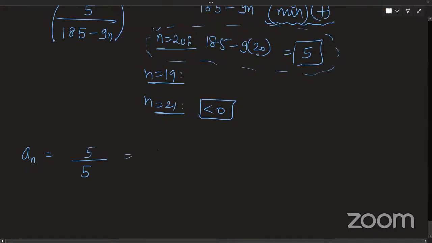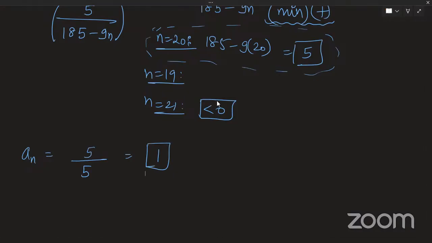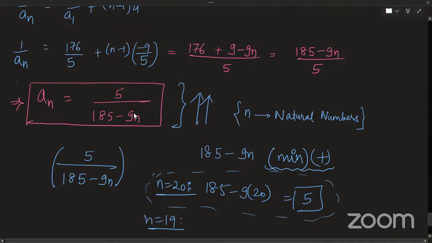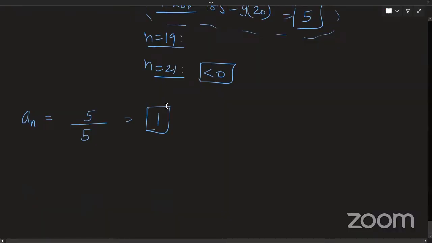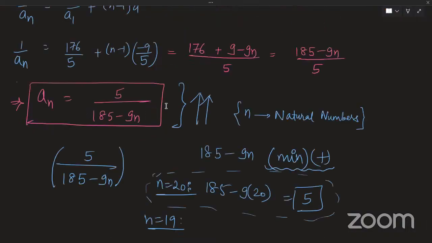Can you check the chat box? Just a minute. Bhavna, 9n is 186. If your 9n becomes 186, so it will be 5 divided by minus 1. So this whole value will be minus 5. So it will become negative. So how will that be a larger number?